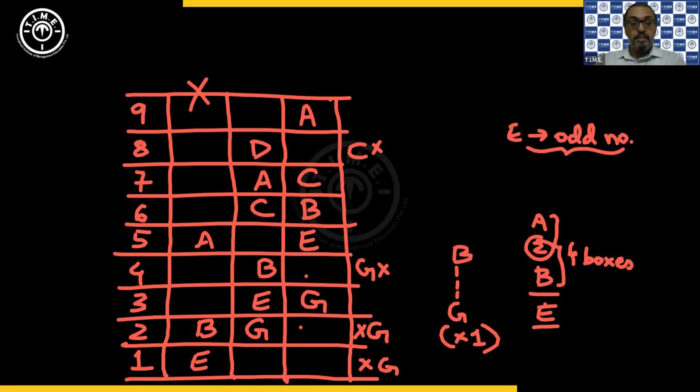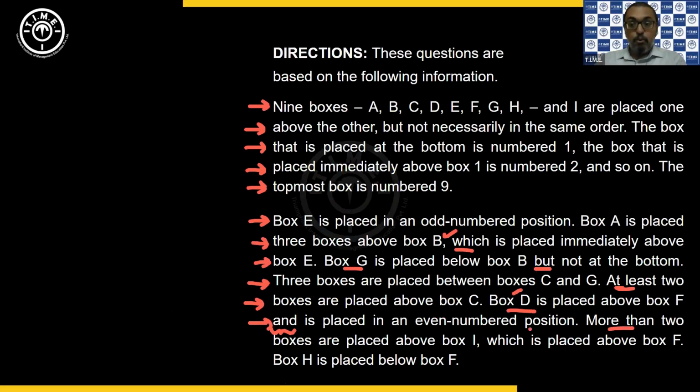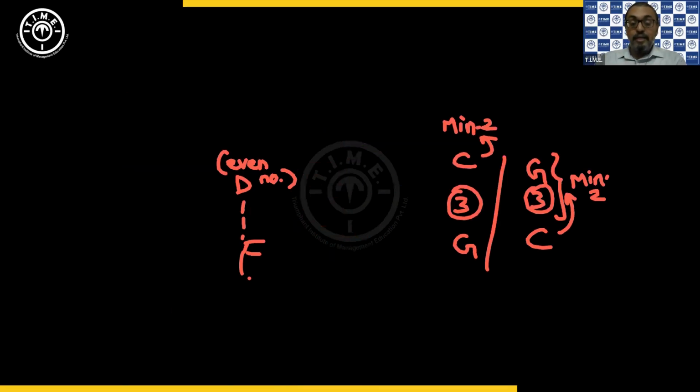Now in the third possibility, the even numbers that you have are 2 and 4. Also 8 is available. So D can occupy in any one of those, and F can come below. So we'll have to check. Okay. Then further, he says more than 2 boxes are placed above I, which means I is placed above F. So he says I is placed above F. Okay, I should be above F, and more than two boxes should be there above I.